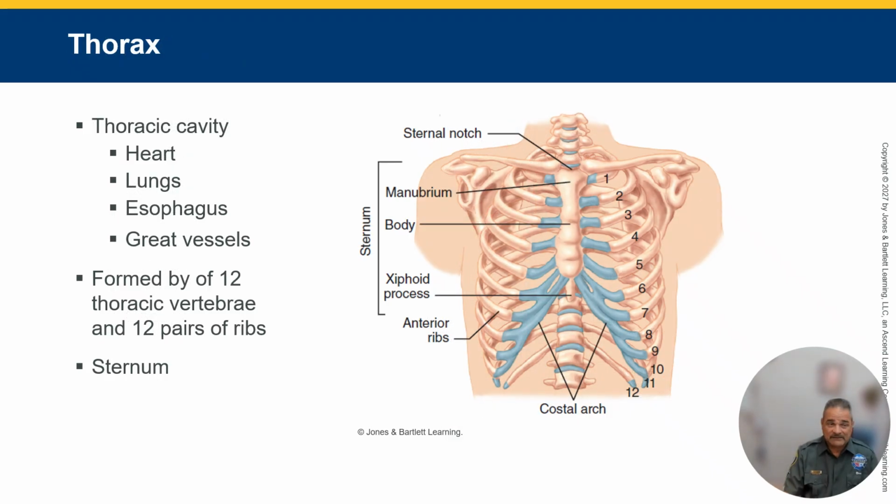Right, so in that thoracic cavity, this is the center part, your chest, as you can see here, this is in your book, your heart, lungs, your esophagus, and all your great vessels are there. It's formed by 12 thoracic vertebrae. Those are the bones that are in the back. Vertebra is one, vertebrae is plural, more than one, and 12 pairs of ribs, and the sternum.